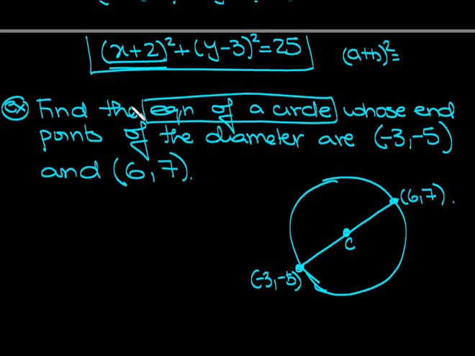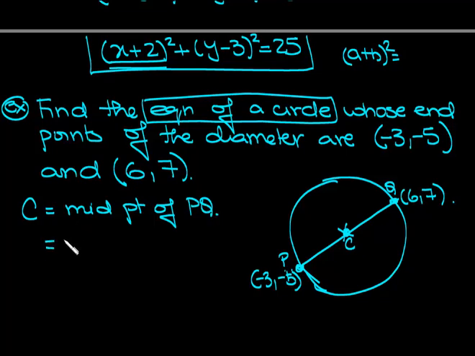For example, you can clearly see the center is the midpoint of these 2 points. So if I call these P and Q, the center must be the midpoint of segment PQ. So we know that C is equal to the midpoint of PQ. Okay, so how do I find C? We use the midpoint formula.